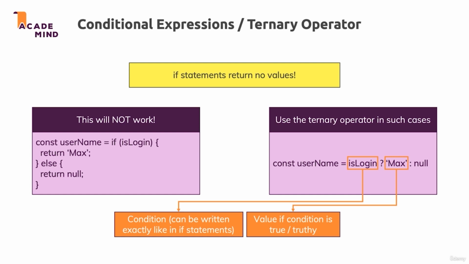And then you have a colon, and then you have your else value, and you need to specify this. So omitting that else value is not allowed. That would be a syntax error as well. So here we have the isLoggedIn condition, which probably is a boolean or some truthy or falsy value. And if that is true, we store max in username. If it's not true, I store null in username. This is a ternary operator in action.